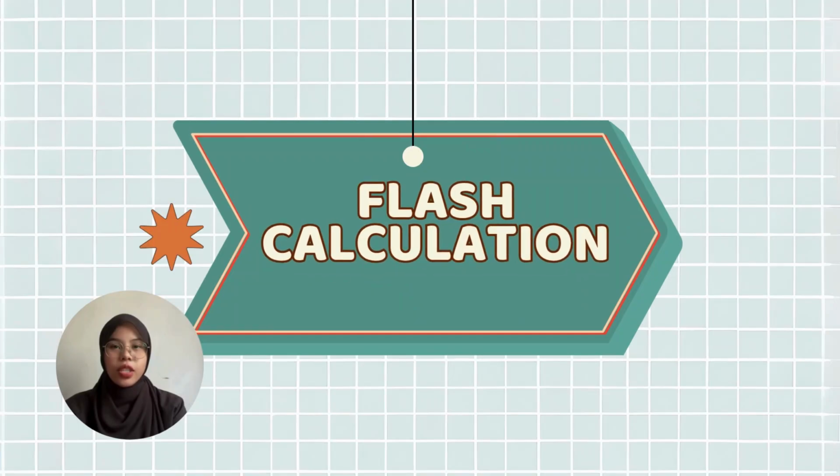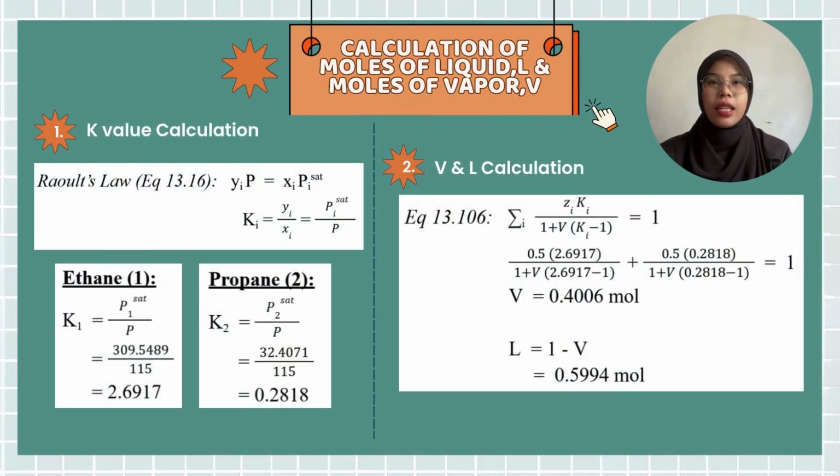Next is flash calculation. We need to calculate the K values for each component using Raoult's law. According to equation 13.16 from the textbook, the K value equals the vapor pressure of the pure component over the operating pressure. We already calculated the vapor pressures and the operating temperature, and the operating pressure is 115 kilopascal. So for ethane, its vapor pressure is 309.5489 kilopascal, and when we divide that by 115, we get a K value of 2.6917.